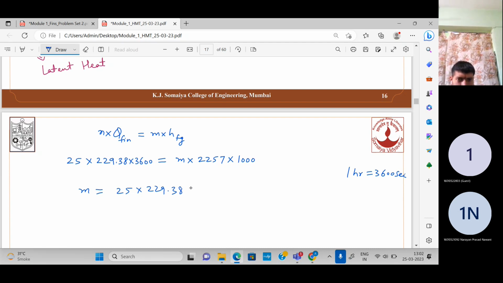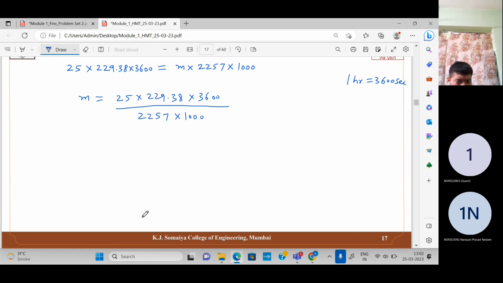229.38 into 3600 divided by 2257 into 1000. So in this way we can calculate the mass of steam condensed per hour. The calculated answer is 9.146 kg per hour. So this is the answer, the mass of steam condensed per hour.